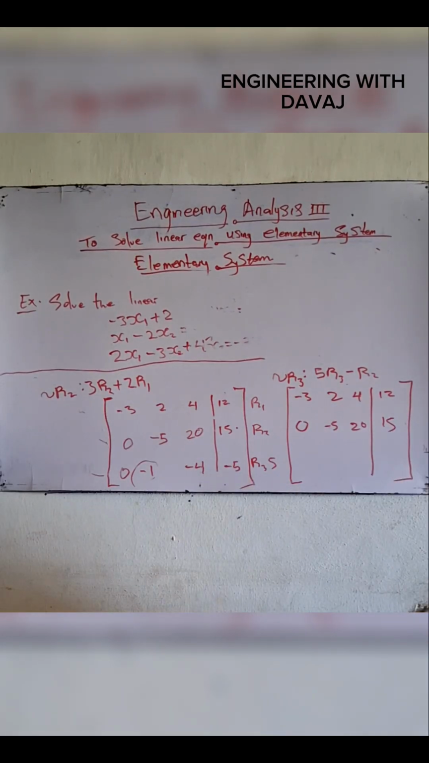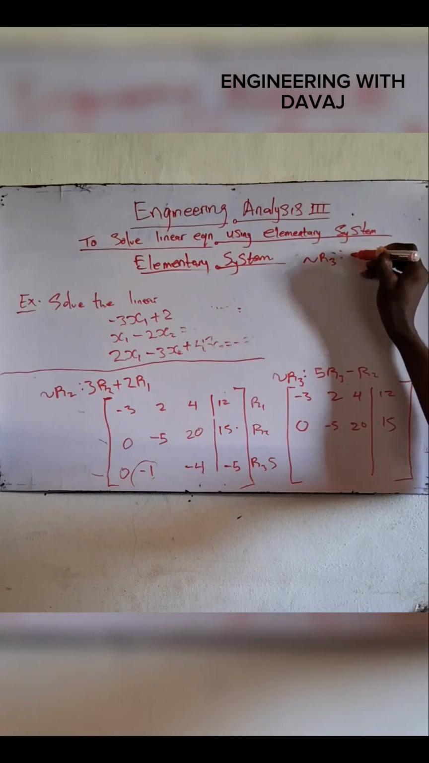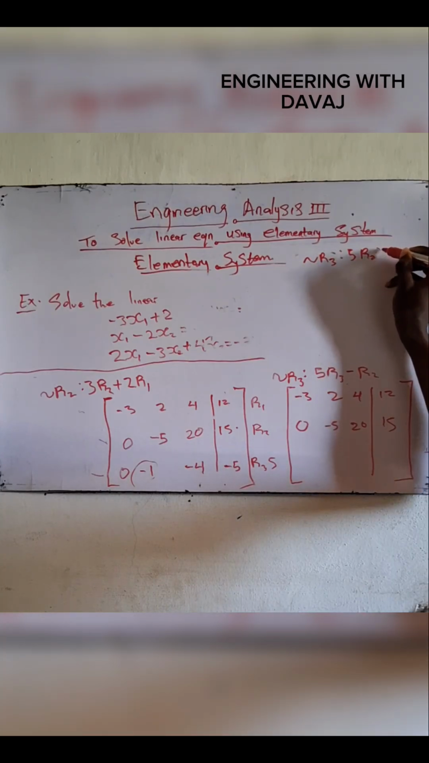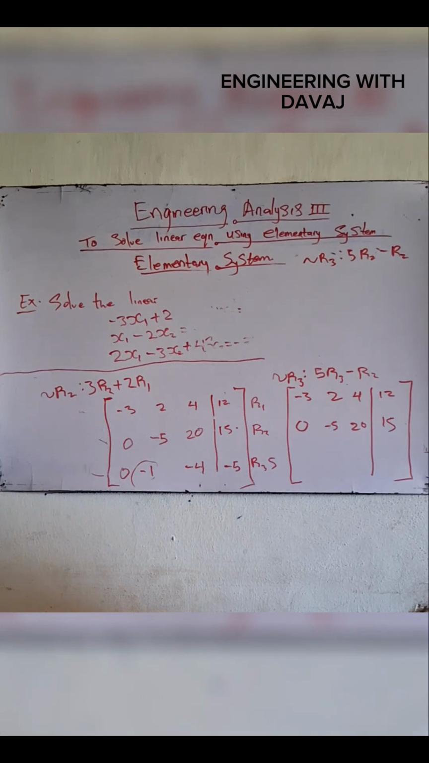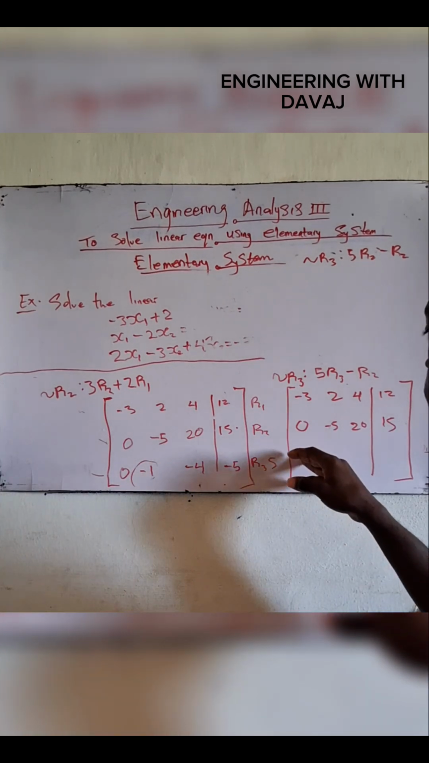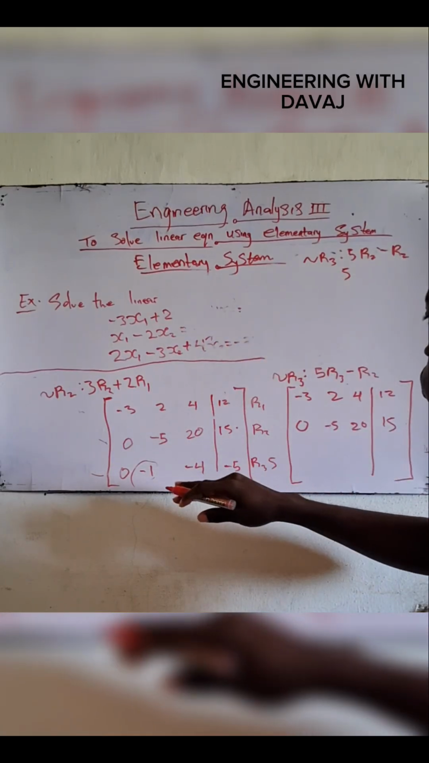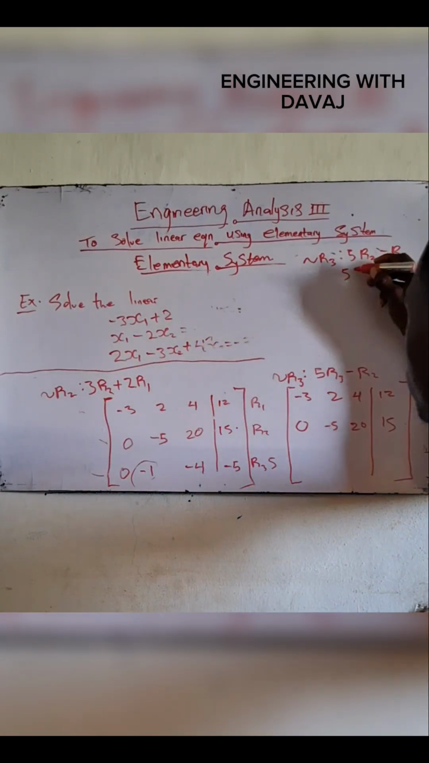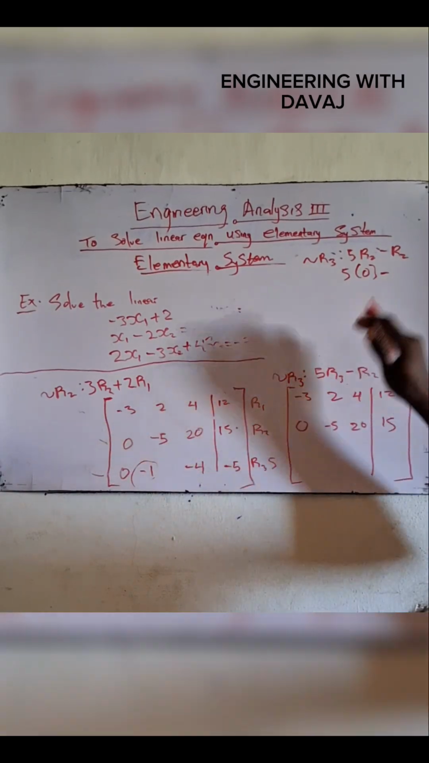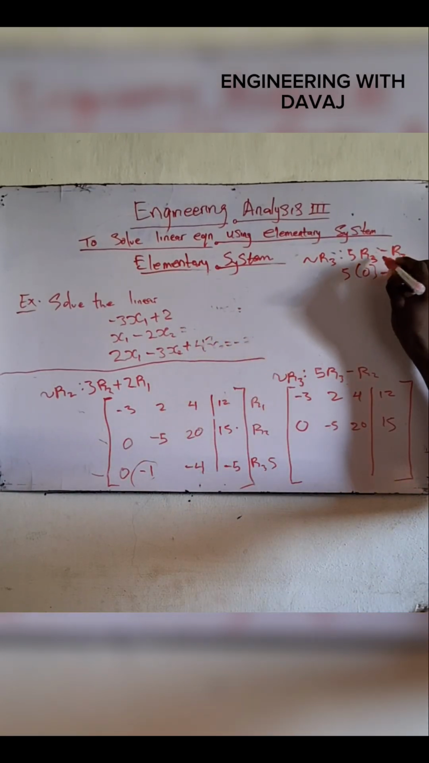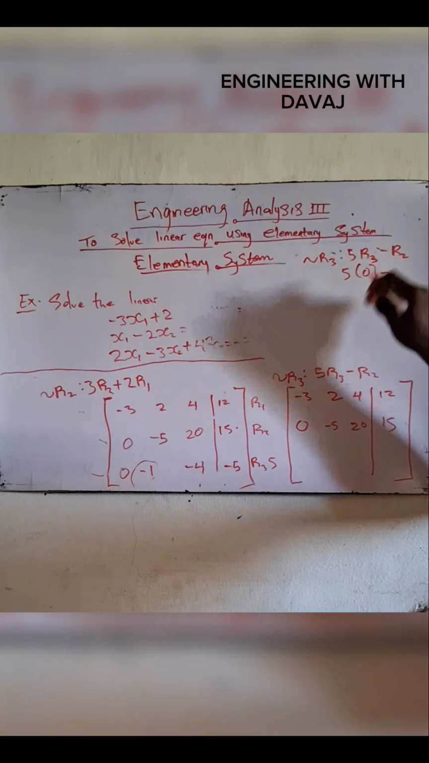So I said performing operation on row 3 such that 5 of row 3 minus row 2 is going to be my new row. So I already know we've done this before, so let's redo it. So I said 5 of row 2. What's my row 2? This is my row 2. Performing operation on row 3 such that 5 of row 3 minus row 2 is going to be my new row.